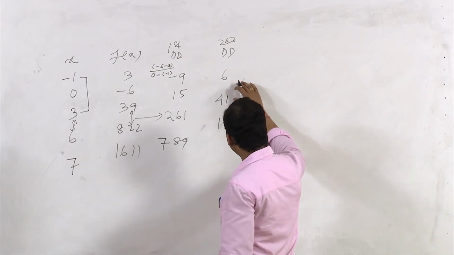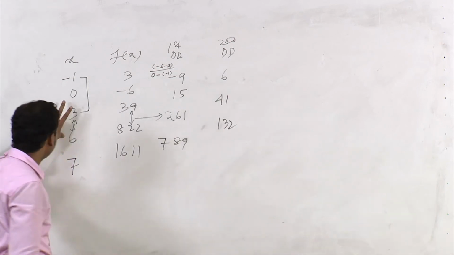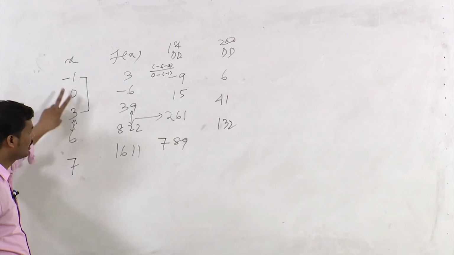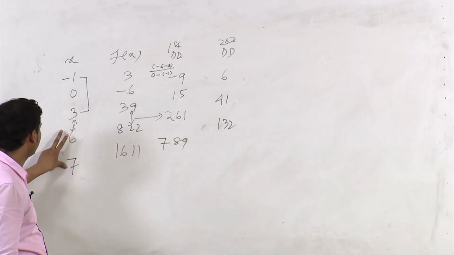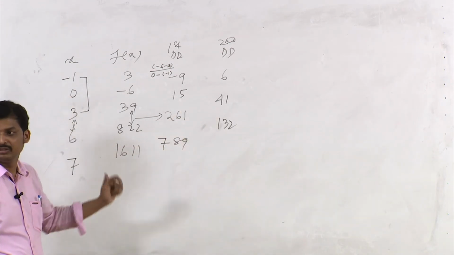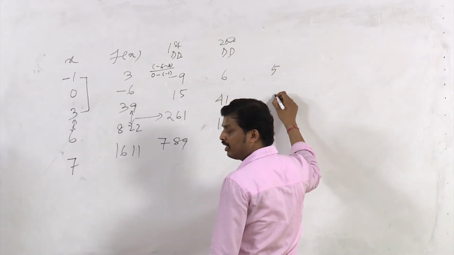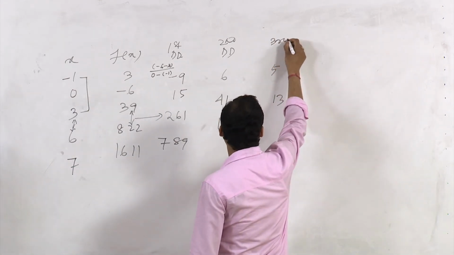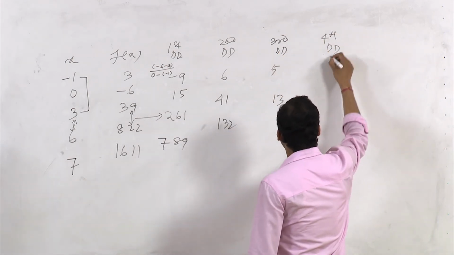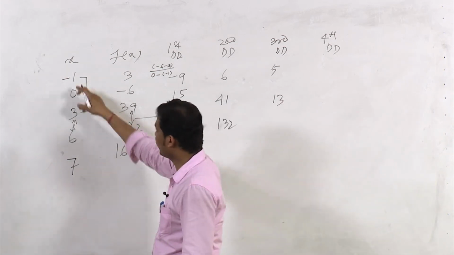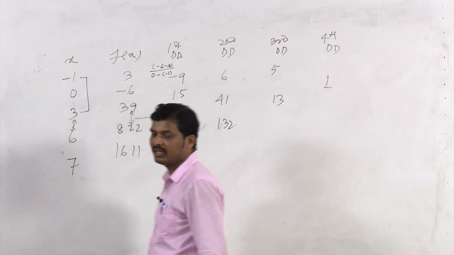Again, taking the difference 41 minus 6, I take the difference of 6 minus of minus 1. And taking 132 minus 41, I take the difference of 7 minus 0. So, these values are 5 and 13, that is the third order divided difference. And the fourth order divided difference, that is 13 minus 5 divided by 7 minus of minus 1, is nothing but the value 1.